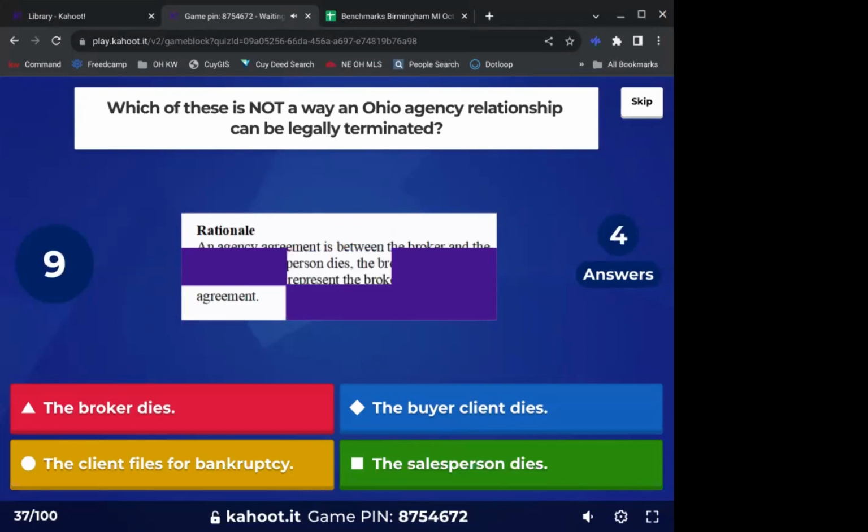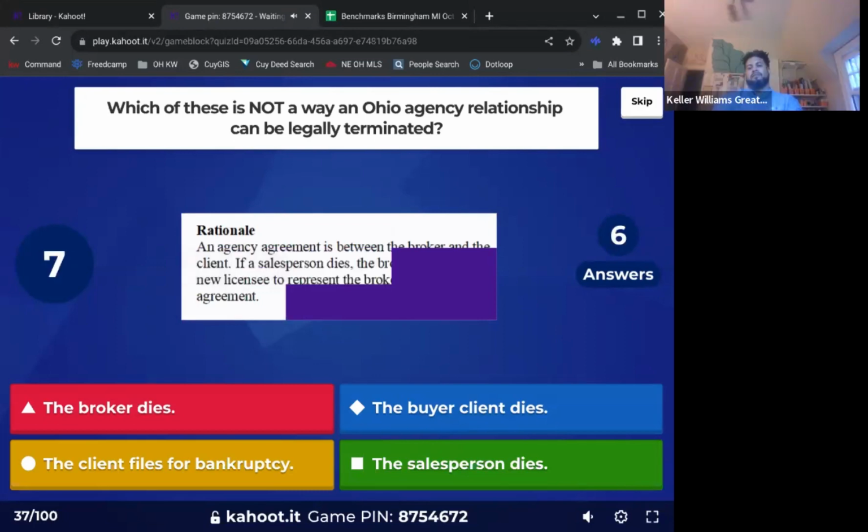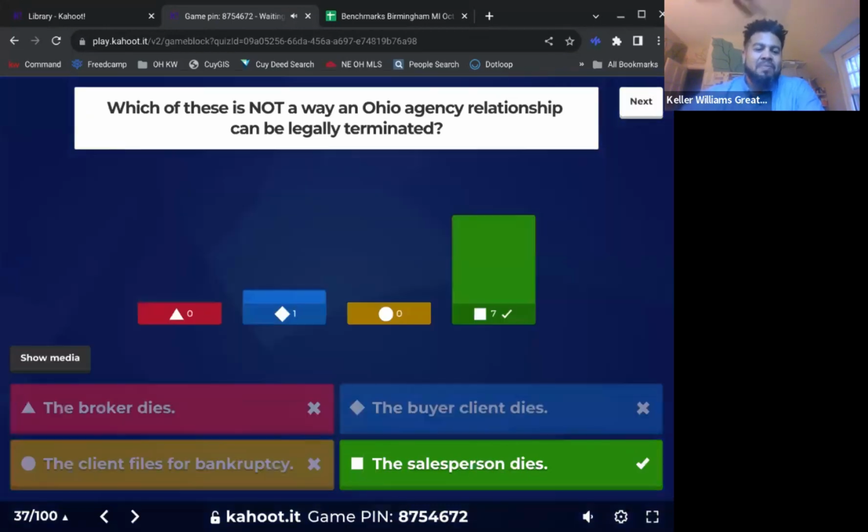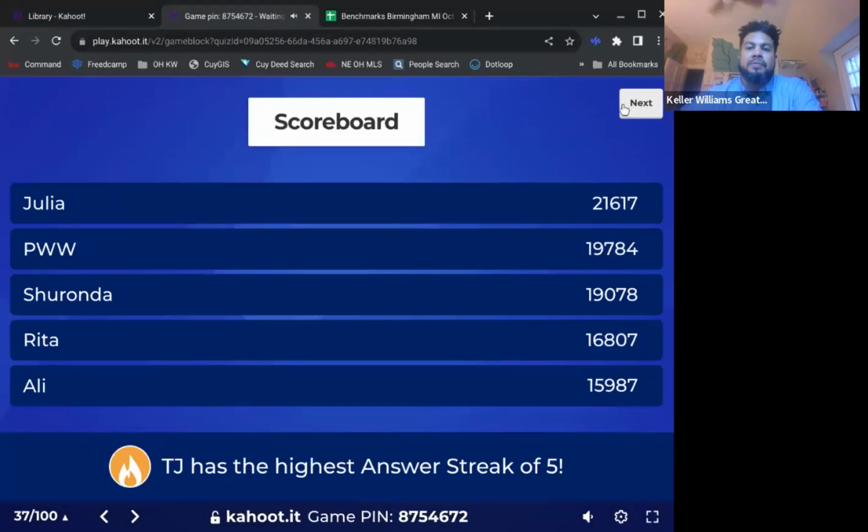The salesperson. That is correct. Anybody who hasn't answered, I just gave you the right answer. Or at least he did. Yep, salesperson. So buyer client does. So it's still an agency relationship. So if they're a client and they die, then it would still be wrong. It would be terminated. So only the salesperson. They are not part of the agreement.